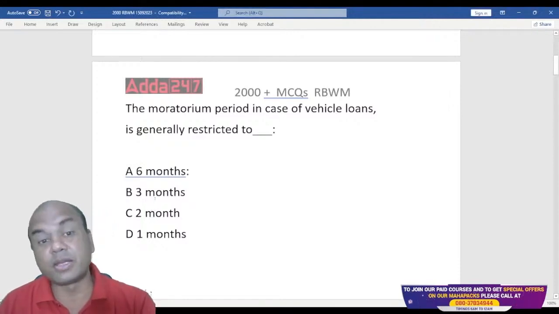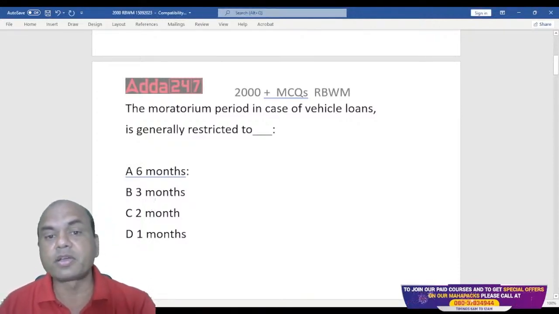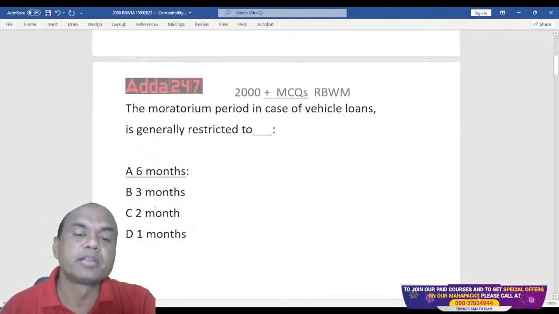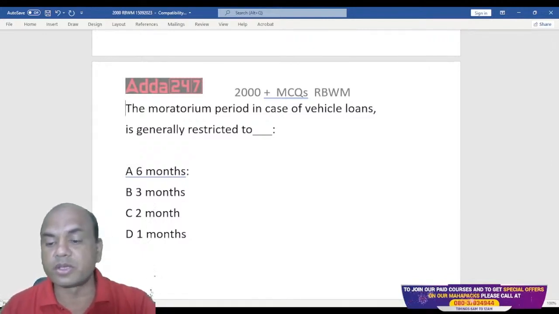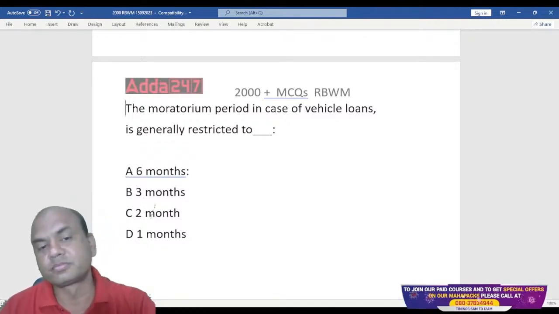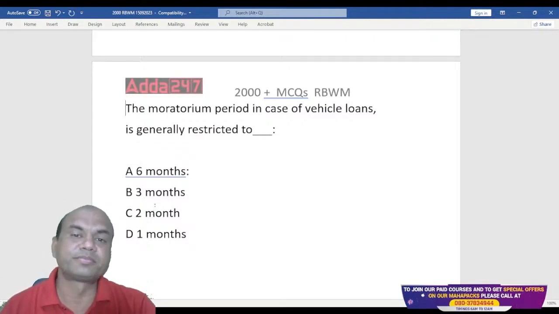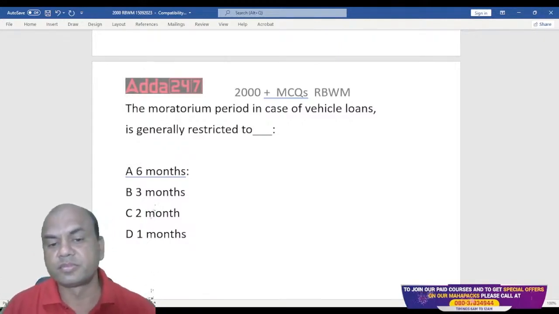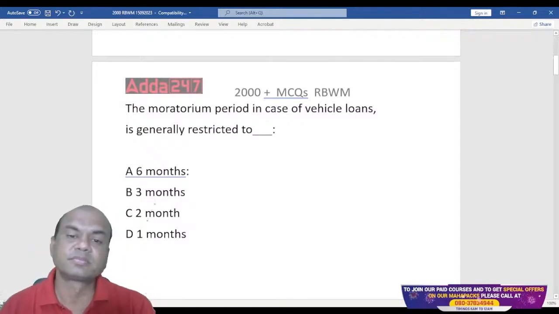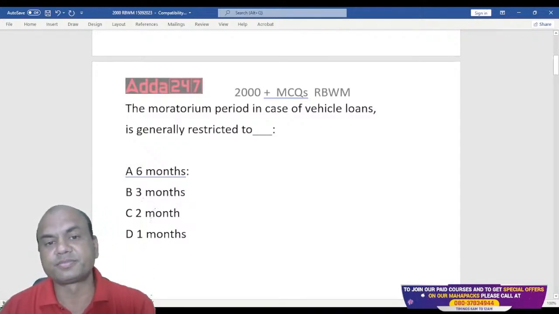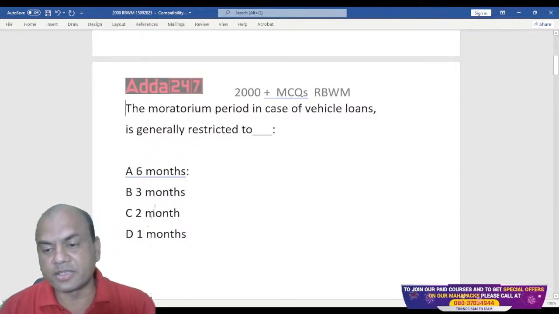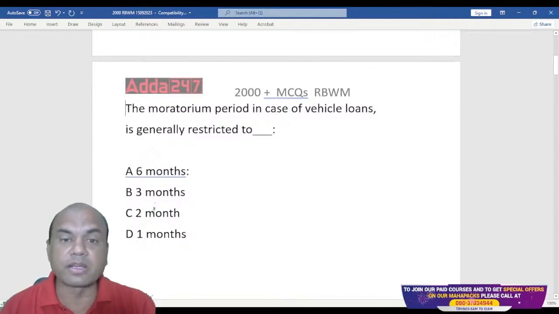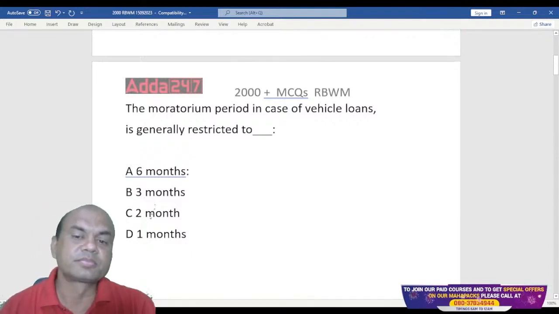Let me see in the comment section what you are answering. 6 months, 3 months, 2 months, or 1 month in case of vehicle loans? We are considering vehicle loans here. Answer fast, everyone. Vehicle loans: two-wheeler, car, basically these two loans.